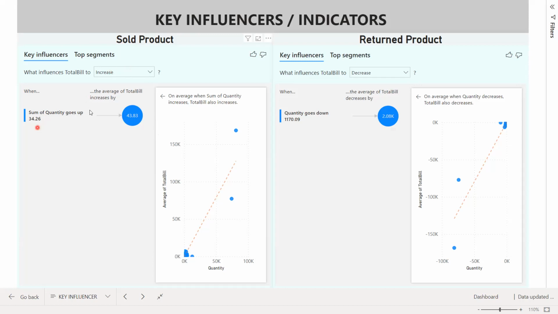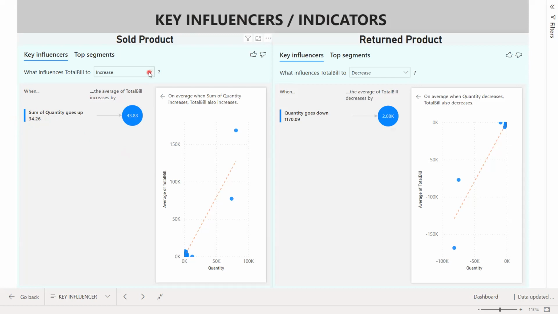To increase the bill, we found that if the sum of quantity is more than 34.26, that is impacting the bill amount of 43 units. In other terms, whatever bill quantity or item quantity is more than 34, then that bill is definitely contributing to increasing the bill. Any quantity less than 34 also affects the billing amount. For 34.26 quantity, the billing amount is 43.86, and this is the threshold. If the quantity is more than this, then our bill amount will definitely be increased.